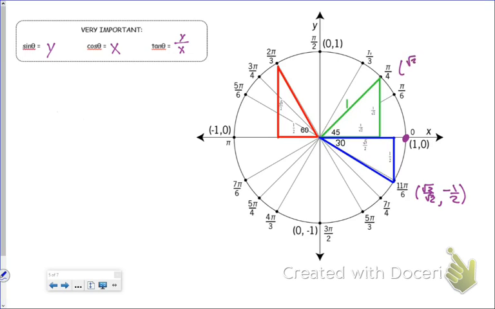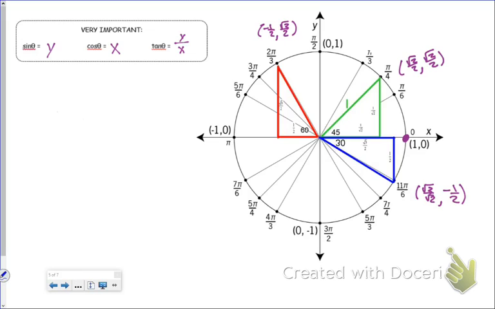So this was root 2 over 2, root 2 over 2. This here was negative 1/2, root 3 over 2. So each of these that has a different color has a different reference angle. So what I'm going to do is fill in the ones that have a similar reference angle.